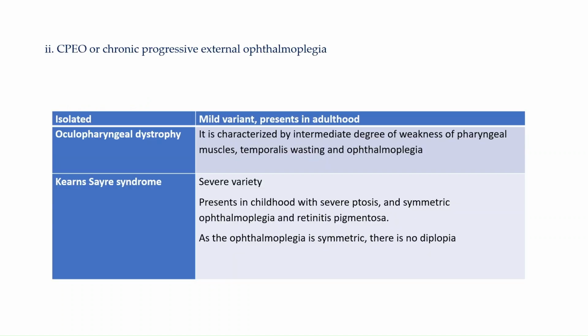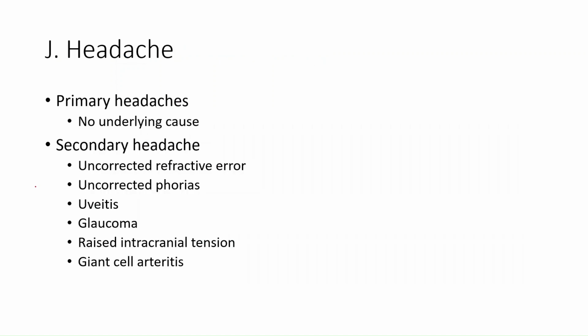So now let's move on to CPEO, or chronic progressive external ophthalmoplegia. There are two variants. The first is oculopharyngeal dystrophy, which is characterized by intermediate degree of weakness of the pharyngeal muscles, temporalis wasting associated with ophthalmoplegia. The Kearns-Sayre syndrome is characterized by a severe ophthalmoplegia associated with severe ptosis and retinitis pigmentosa. As the ophthalmoplegia here is symmetrical, you would not have any diplopia.